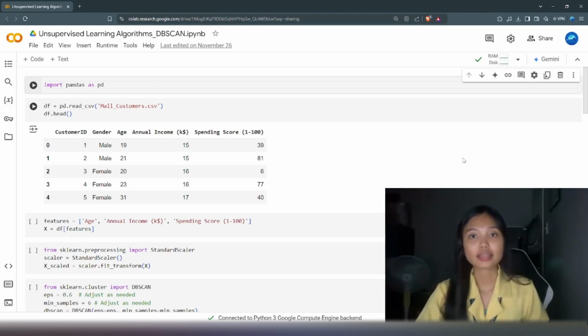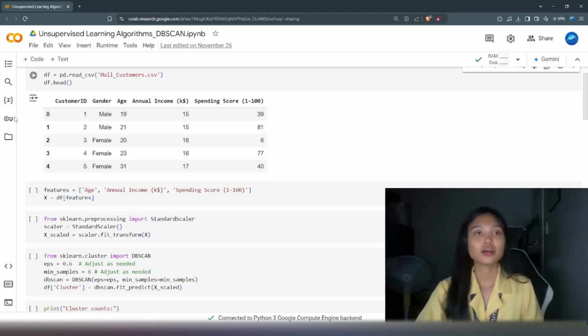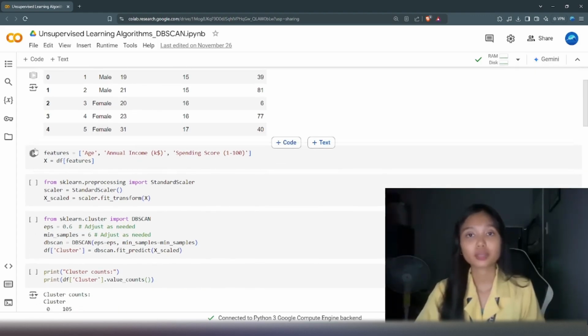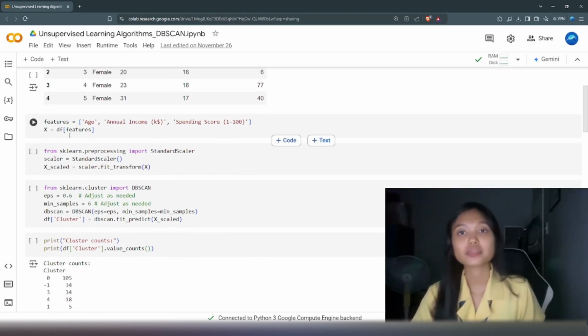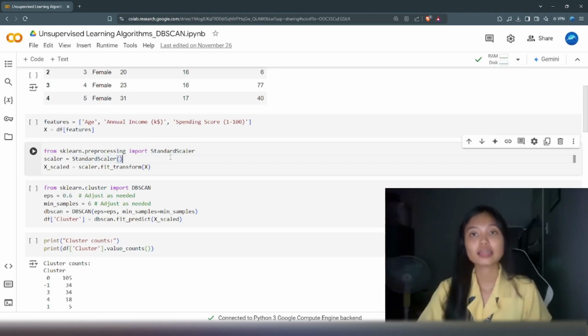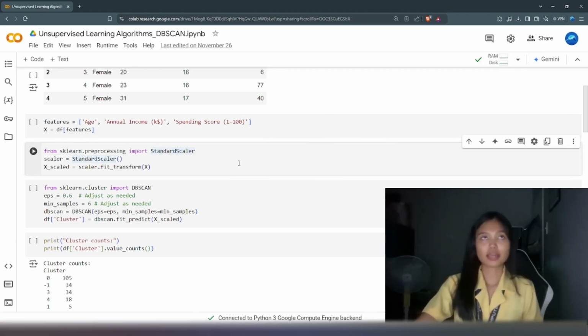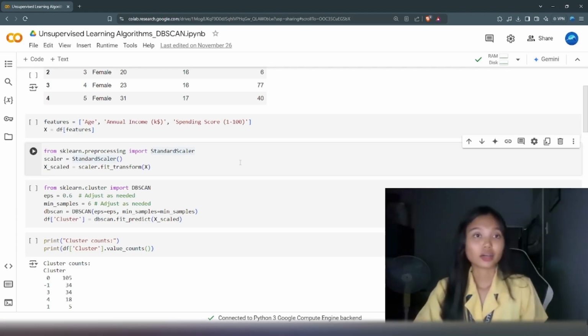First, I loaded the dataset using Python and checked the first few rows to understand the dataset. Here are the first few rows of the dataset. The next step is I picked important columns like annual income, age, and the spending score to find meaningful clusters. Those are the features that I chose. Next, I used standard scaler to scale the data. Scaling is important because DBSCAN looks at distances, and large numbers like income could dominate the results.